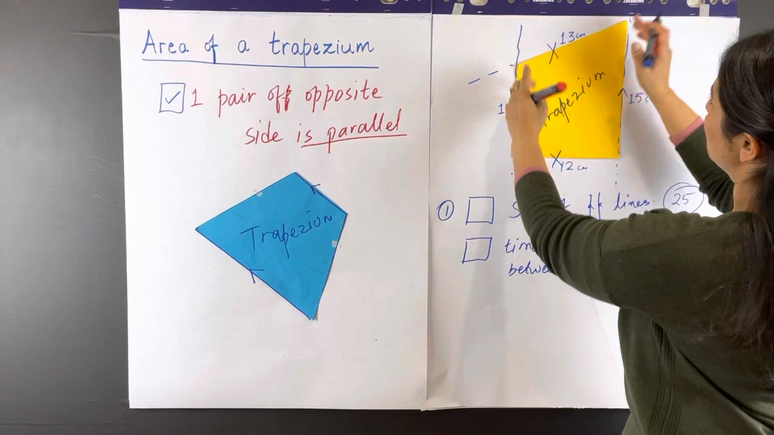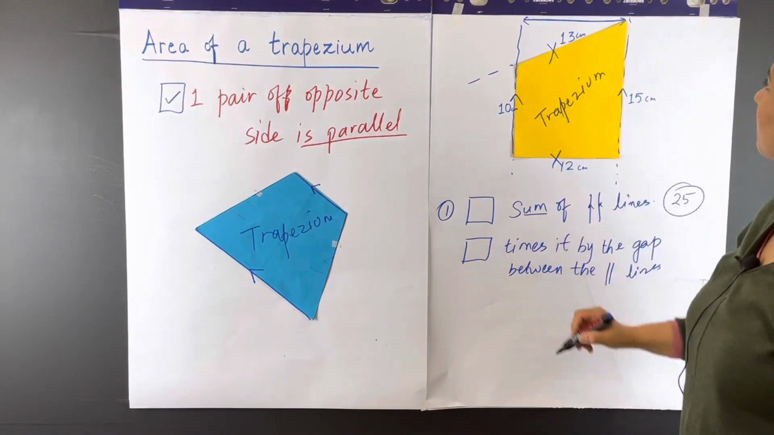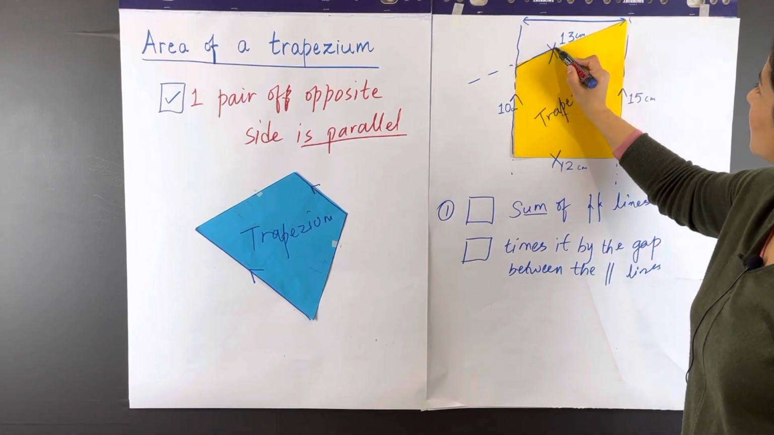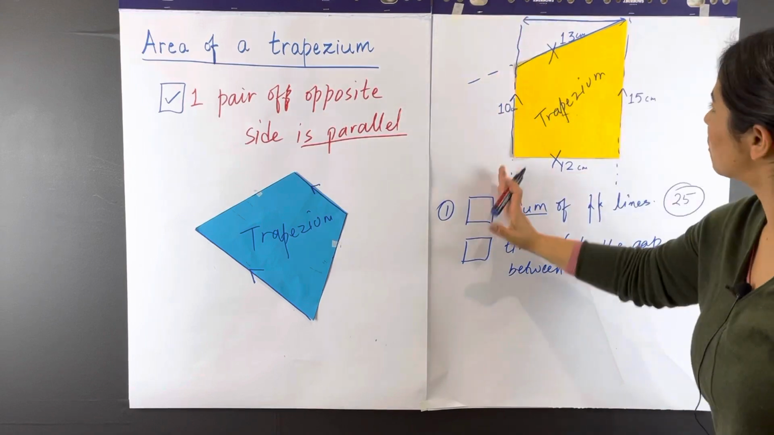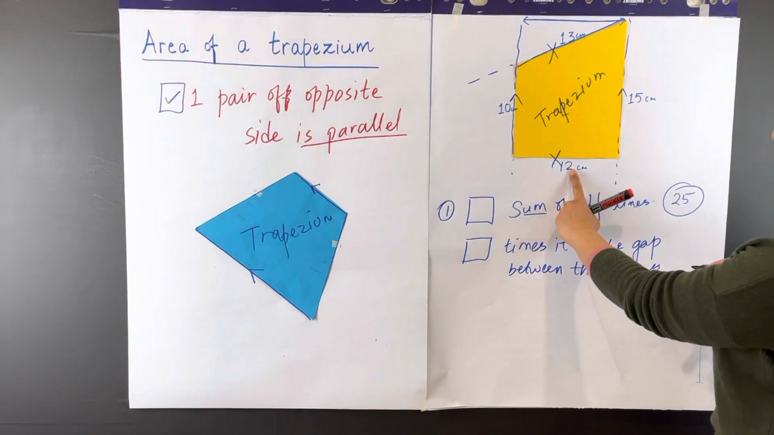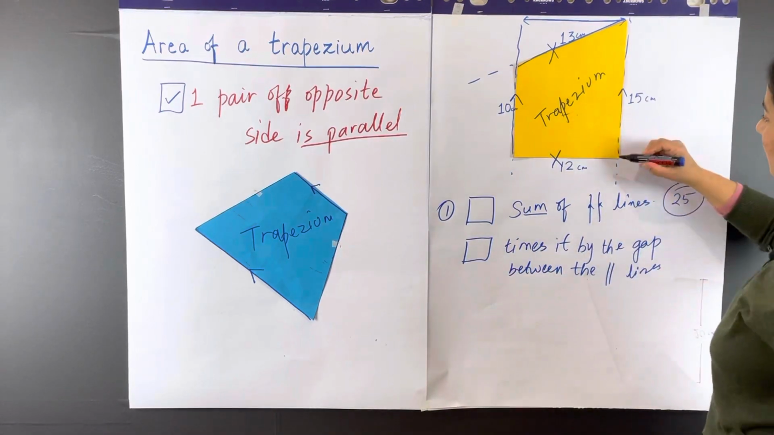The gap is not 13, because whenever you measure the distance between any two things, it has to be the straight distance, right? It cannot be this slant distance. So 13 is the incorrect measurement for the gap between this line and this line. 12 is the correct measurement because 12 is the straight distance, right? It's 90 degrees.